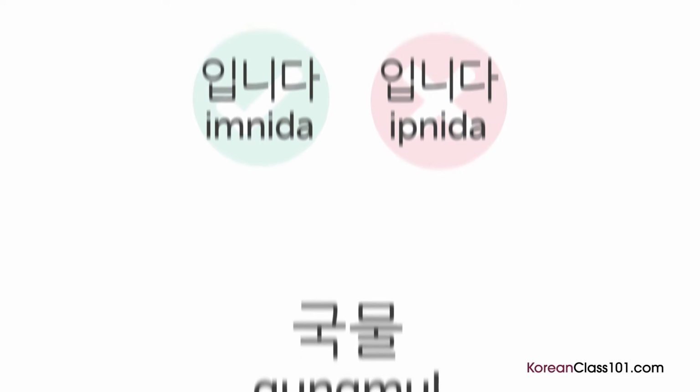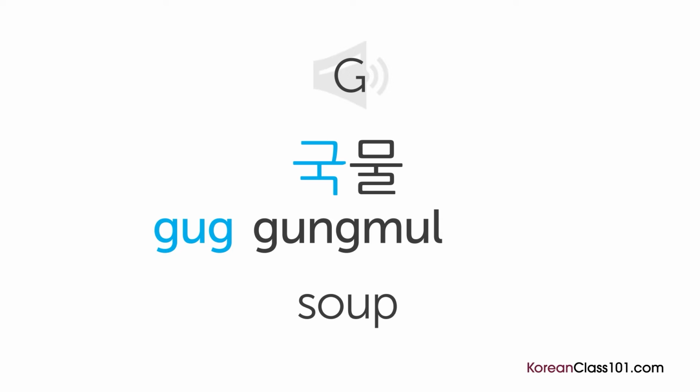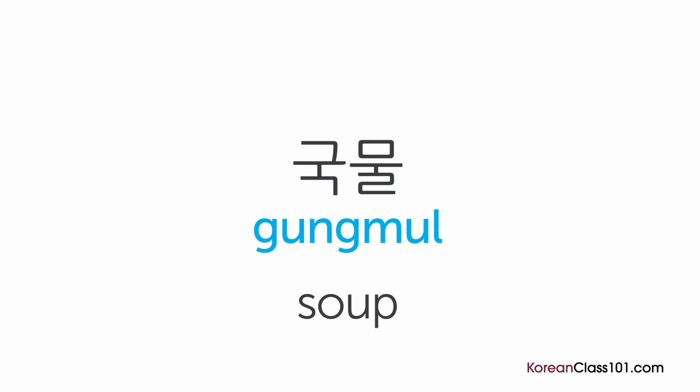Let's do another example. 국물 is the Korean word for soup. The consonant 기역 is for the G sound in English, so you can read it as 국. But it's paired with the nasal sound 미음, so it changes the pronunciation from a G sound to an NG sound, and you need to read it as 궁물. Just remember that if you see 2 consonants next to each other, check if one of them is nasal. If it is, both of them will have a nasal sound.